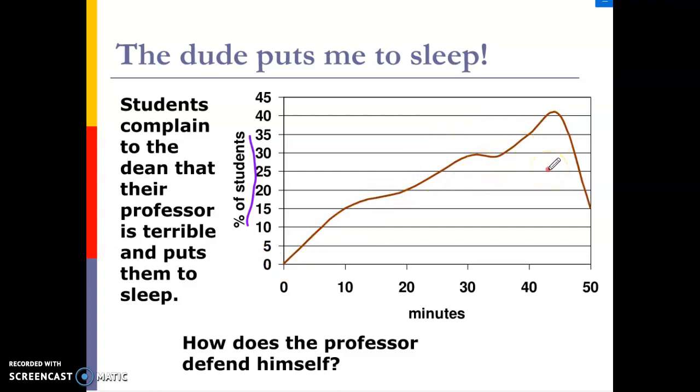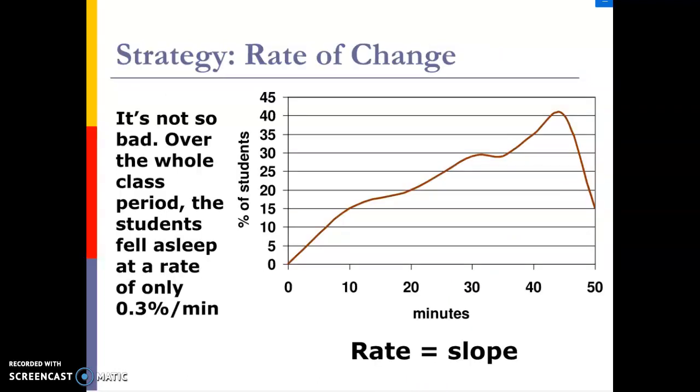So how is the professor coming up with this? I'm just playing along with it, so bear with me. This is the statement: it's only 0.3%. 0.3% is what I'm using to defend myself. And just remember, rate is the same thing as slope. How could I make this statement? Actually this is a true statement. I'm not lying to you, because as I defend myself, I'm a math person, so I'm going to defend myself with the numbers, with the calculations. And that's a true statement.